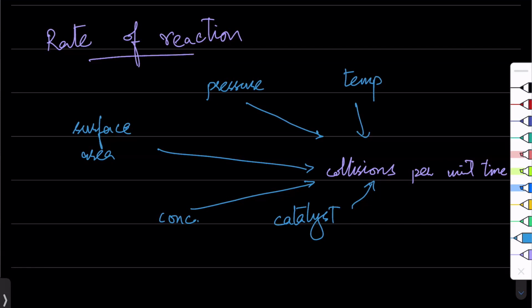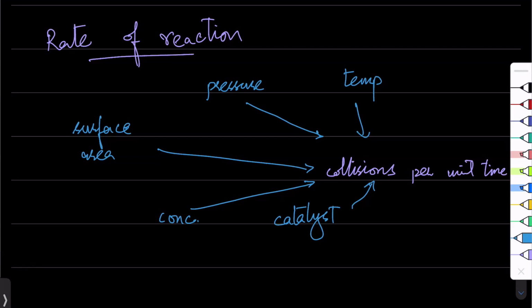And what about catalyst? A catalyst lowers the activation energy and gives another pathway for the reaction to happen. Yeah, exactly. And that pathway has a lower activation energy. And one more important thing, the catalyst stays the same at the end. Okay, that's another important idea.